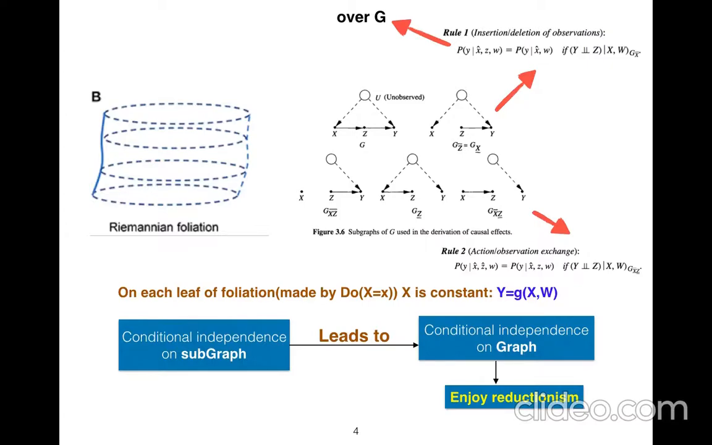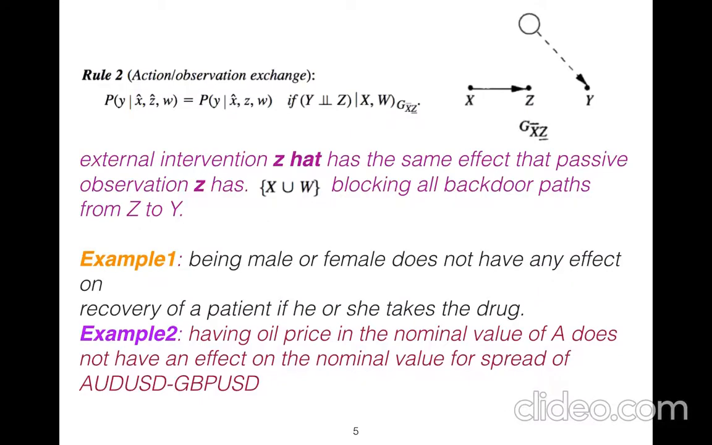From a causal model, we go to a submodel. We just cut some edges. If we do some intervention on X, we just cut some edges. So external intervention Z hat has the same effect that passive observation Z has. That's the identifiability. That's the thing that blocks our backdoor path from Z to Y.